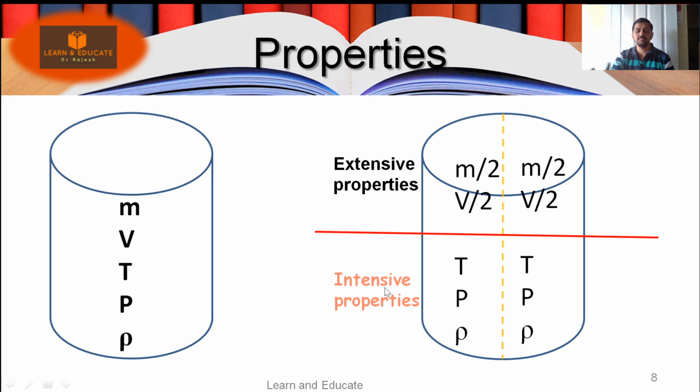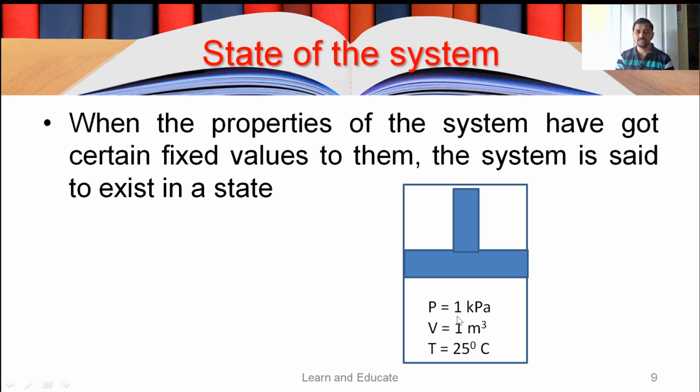Clear? Yes. Now, when these properties have got specific values, we can say that the system is situated at a particular state. When these properties are assigned certain magnitudes or fixed values. For example, this piston cylinder device is having pressure of 1 kilopascal, volume of 1 meter cube and temperature of 25 degrees Celsius. The gas contained inside, the fluid contained inside the cylinder. So this gas is said to be situated at a particular state. When a force is applied on the piston, this property changes. So that is what we are going to see as a process.